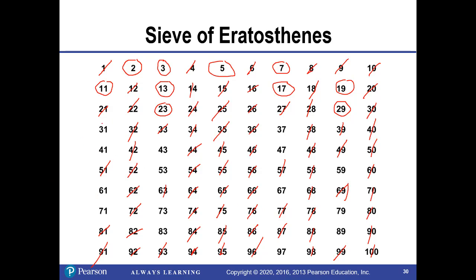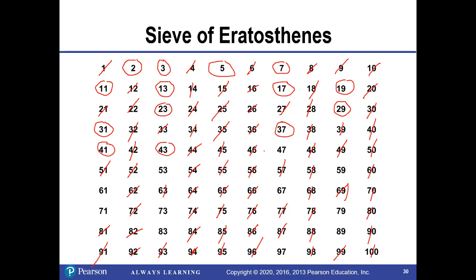So same thing for 31. 31 times 2 is 62, which we know is composite. But 31 times 3 is 93. I've already crossed that out. 37 times 2 is 74, which we know is composite because it's even. 37 times 3 is already 111. So everything else here is going to be actually prime.